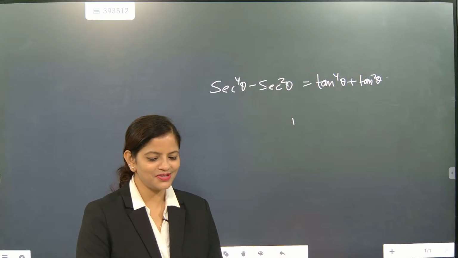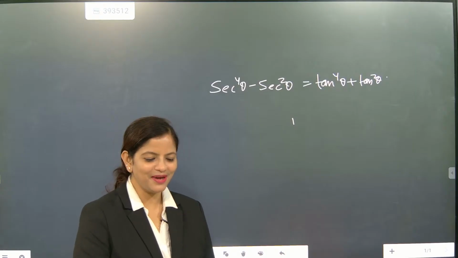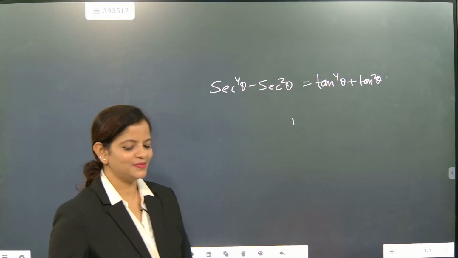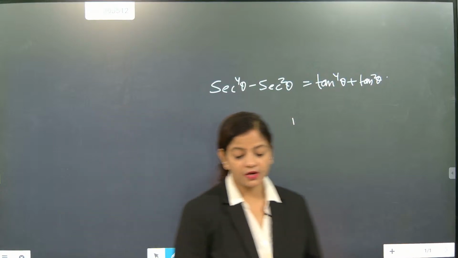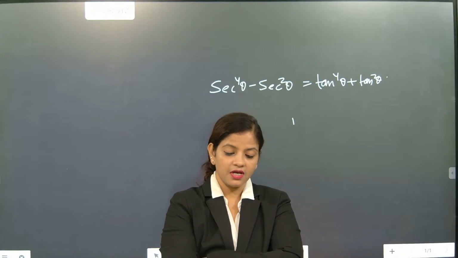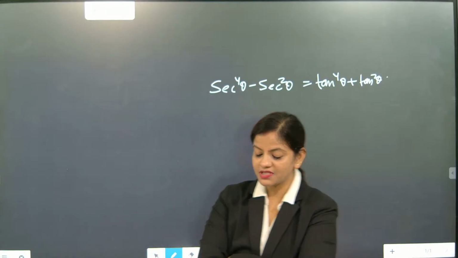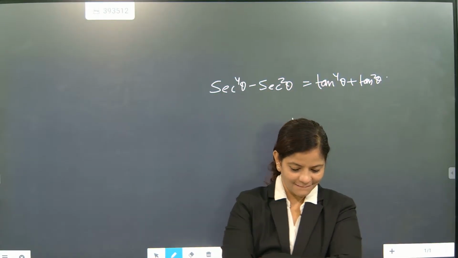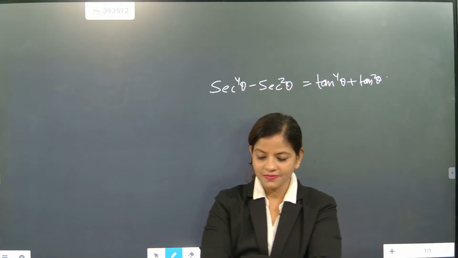Nice question, I should ask this question from you. Nice, good. Come on, everyone, start solving the question, please. Inform in the group that class started and start attempting the questions. Secant 4 theta minus secant square theta equals tan 4 theta plus tan square theta. Any idea how to solve this question?